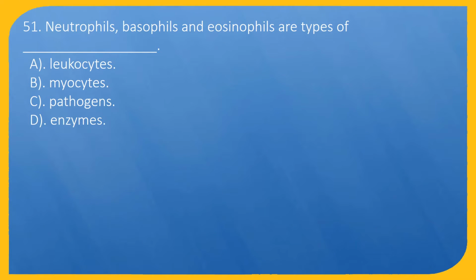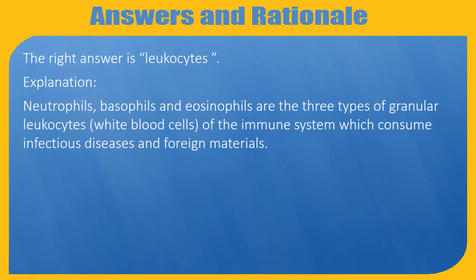Question 51. Neutrophils, basophils and eosinophils are types of A. Leukocytes. B. Myocytes. C. Pathogens. D. Enzymes. The right answer is leukocytes. Explanation: neutrophils, basophils and eosinophils are the 3 types of granular leukocytes, white blood cells, of the immune system which consume infectious diseases and foreign materials.